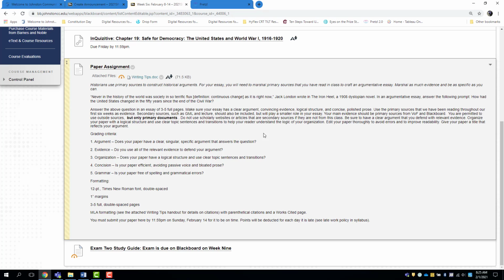Use the primary sources as your evidence for the first 6 weeks of the class, which again, you may not use week 6 as much. Secondary sources like Give Me Liberty and lecture should also be included, but will play a smaller role in your essay. Your main evidence should be primary sources from Voices of Freedom and Blackboard.